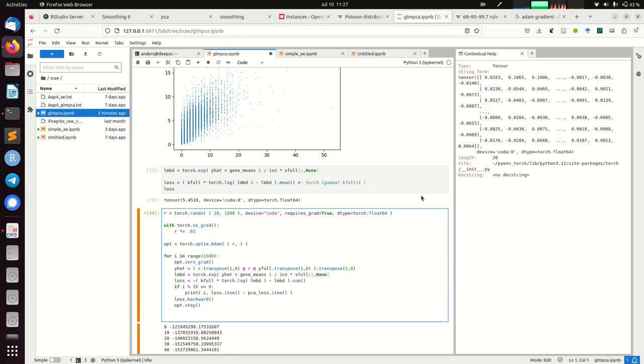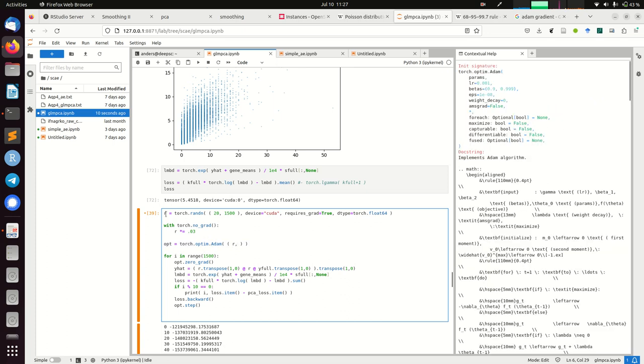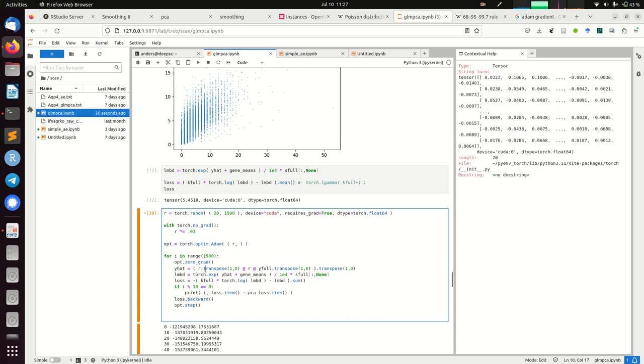So I start off with a randomly initialized matrix R, which I want to use. With 20 by 1500, I initialize it with random numbers with standard deviation 0.03. I initialize my optimizer and tell it to watch over this matrix R, because that's what I want to optimize.